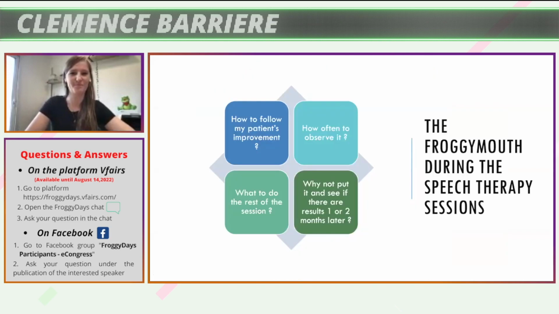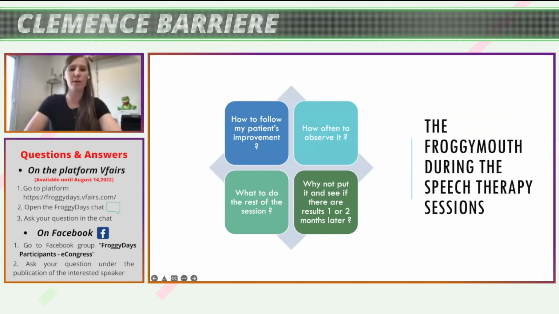For the more practical aspects in the rehabilitation, what does it look like? I used to see my patients every week, but now we meet about every 15 days, and I explain to them how the FroggyMouth works, and we go over it again in every session. They have to bring their own FroggyMouth, and this is how we proceed.